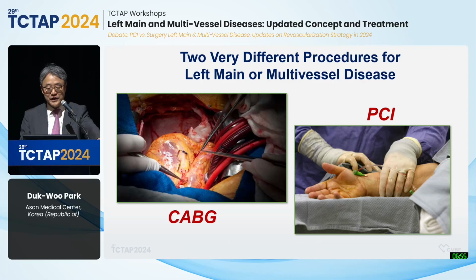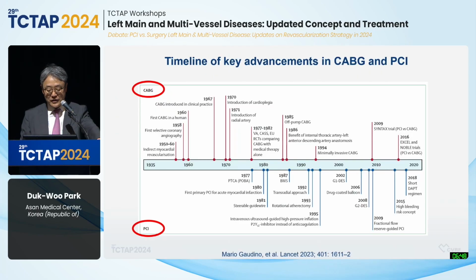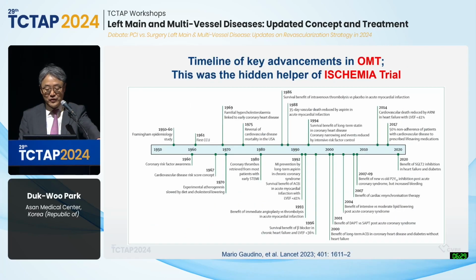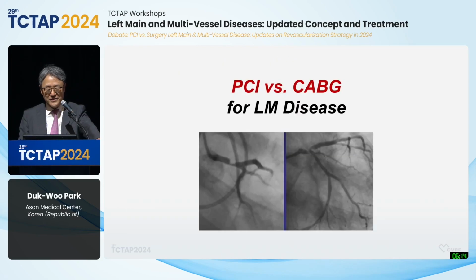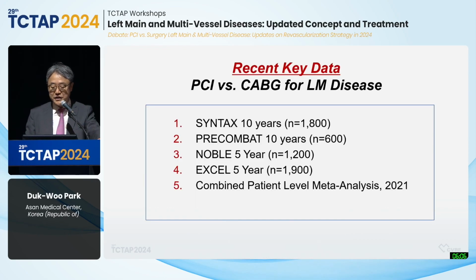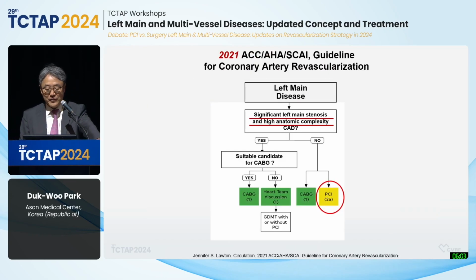We have two very different procedures for left main and multivessel disease: invasive bypass surgery and less invasive PCI. This article is written by the cardiac surgeon Mario Gaudino. Over time, there are key milestones for advancement in bypass surgery and PCI. PCI treatment effect has much improved and the gap has been narrowed. Also, as shown in the ISCHEMIA trial, a recent advancement over time is the drug therapies, statins, SGLT2 inhibitors, GLP-1 agonists, and antithrombotics. We have many very nice drugs. And as for PCI versus bypass surgery for left main disease, the current most updated guideline in the US has PCI for left main as a 2A recommendation.